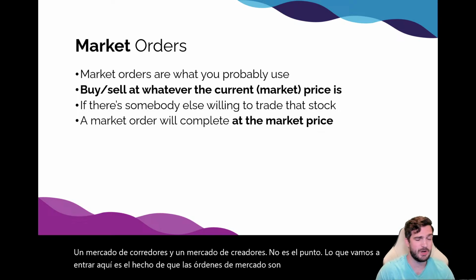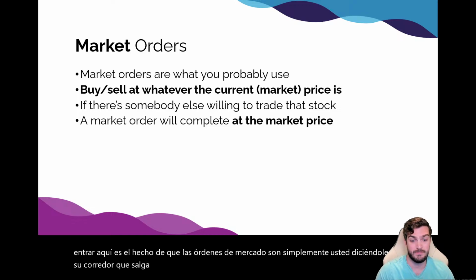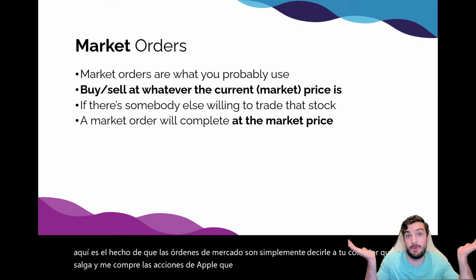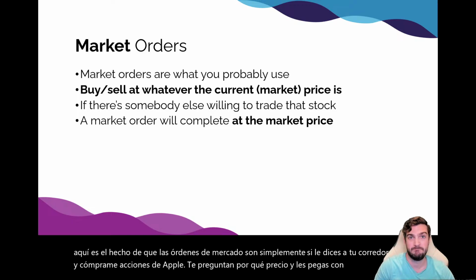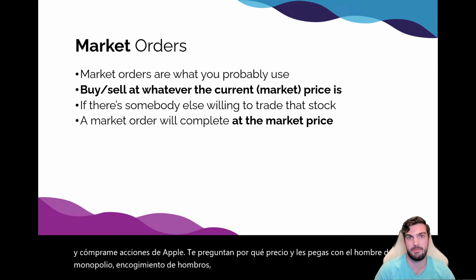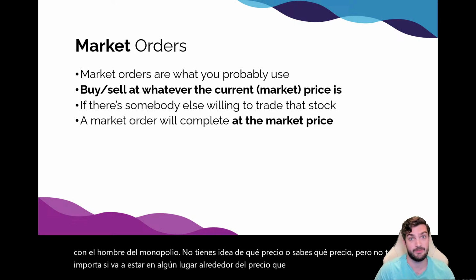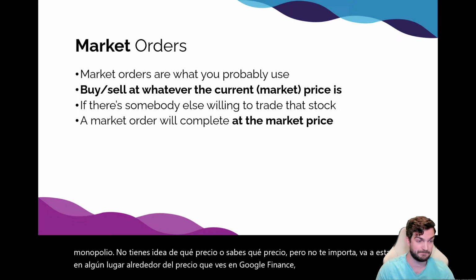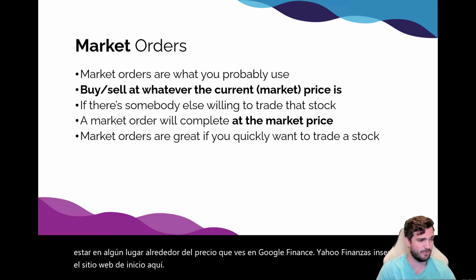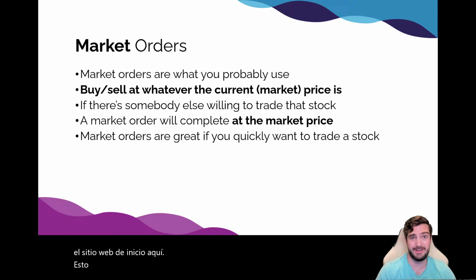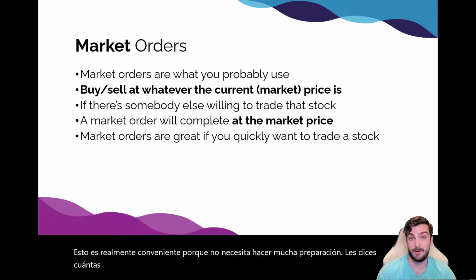What we're going to get into here is the fact that market orders are simply you telling your broker, go out and buy me shares of Apple. They ask you for what price, and you hit them with the Monopoly Man little shrug. You have no idea what price, or you know what price, but you don't care, because it's going to be somewhere around the price that you see on Google Finance, Yahoo Finance, insert charting website here. This is really convenient because you don't need to do much prep. You tell them how many shares you want to buy, what company you want to buy those shares of, and you tell them just go and buy it.